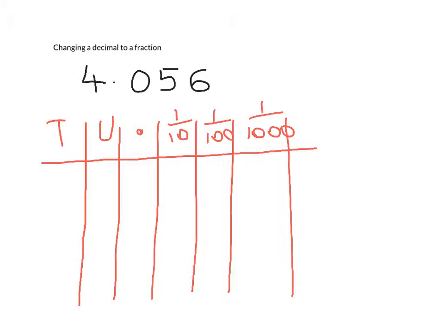Hello fifth class. Let's change a decimal into a fraction. So for this we need a notation board. It's very easy to draw one out. So my number I'm going to change is 4.056. So I'll write it on my notation board.